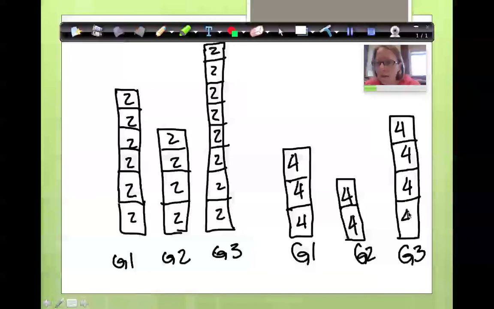So now we still can see the same answers. Notice that game 2 still has the smallest number. Game 3 still has the largest piece of tape. And we can tell our answers, even when we change our units from 2 to 4. Okay? This is what we're going to be doing today.